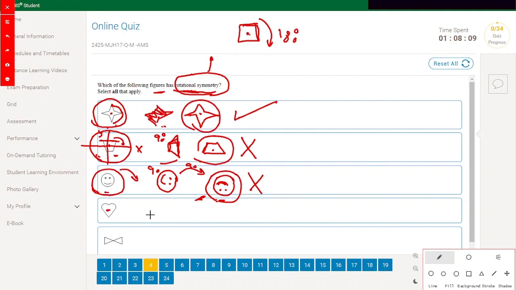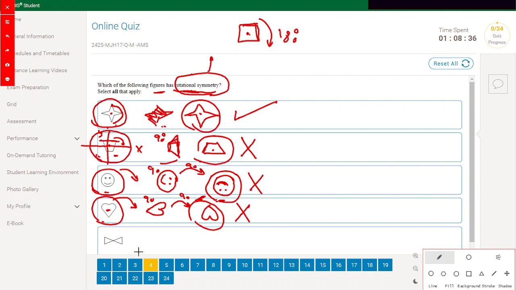Now let's take this also, the heart. This is the center. Let's rotate 90 degrees, so it will be like this. This is 90 degrees. Rotate again 90 degrees, so it will be like this. So here, as you see, it's upside down. So this shape is not matching the original shape, so this figure has no rotational symmetry.